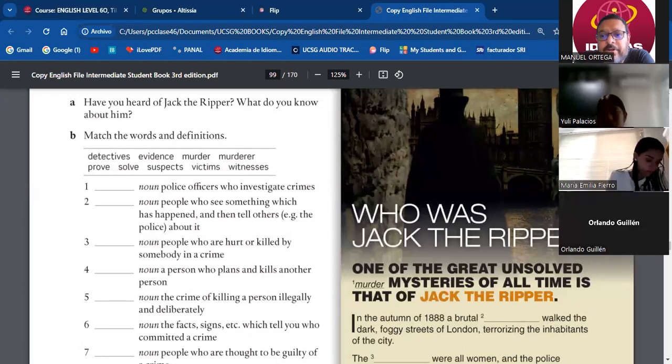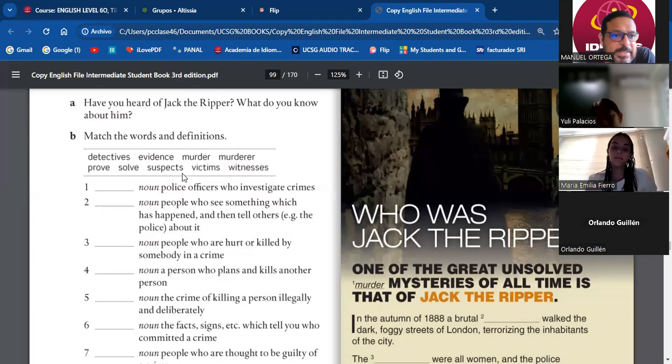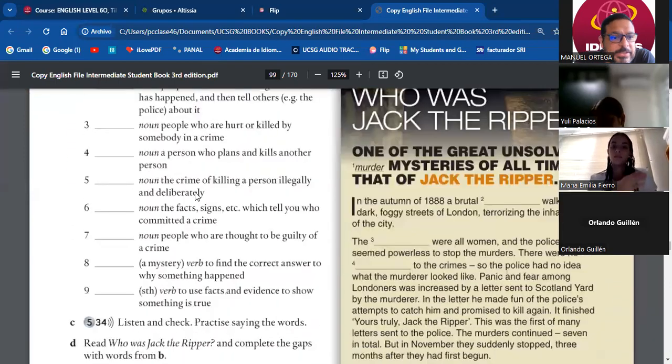Questions about the vocabulary that you see in this word bank? Any word that is not clear, that you don't know the meaning? Take a look, please. Detectives, proof, evidence, solve, murder, suspects, murderer, victims, and witnesses. No, mister. Thank you, Ms. Palacios, for the confirmation. I assume the others also know all the words, right? The ones that are in here.